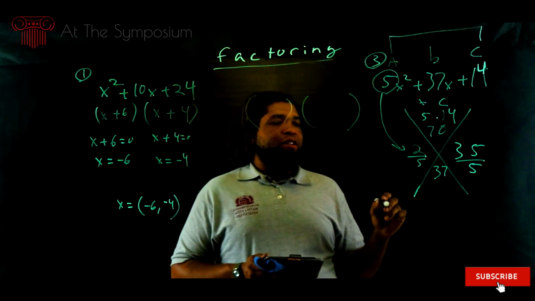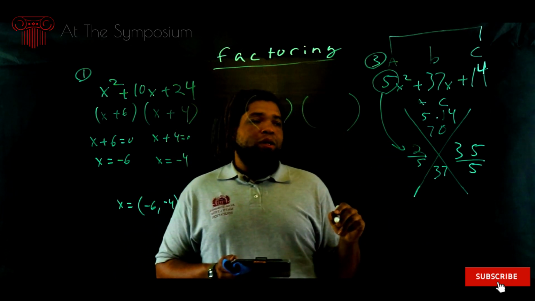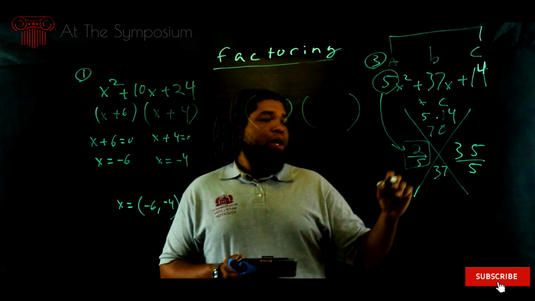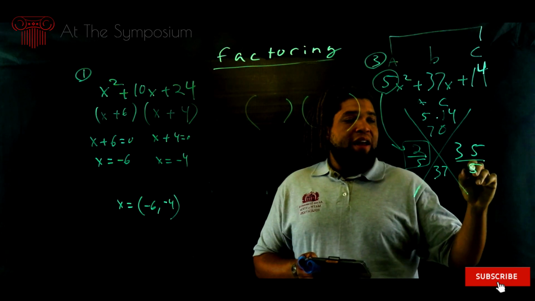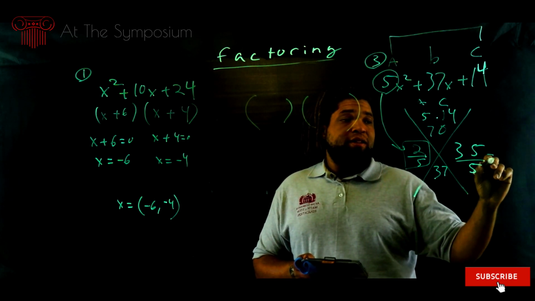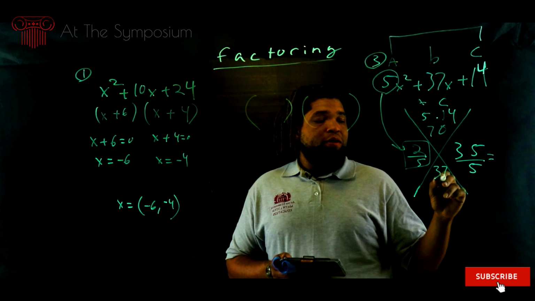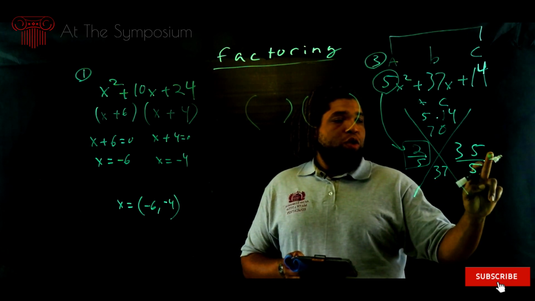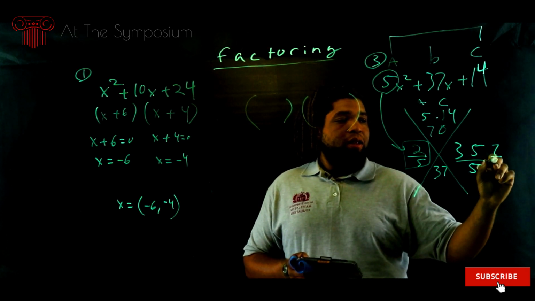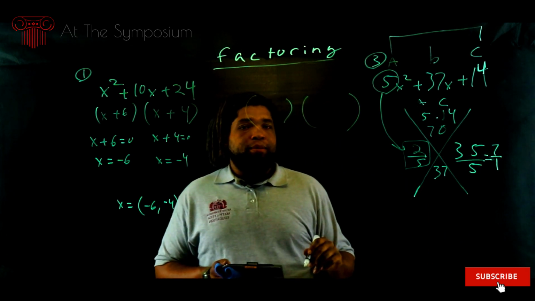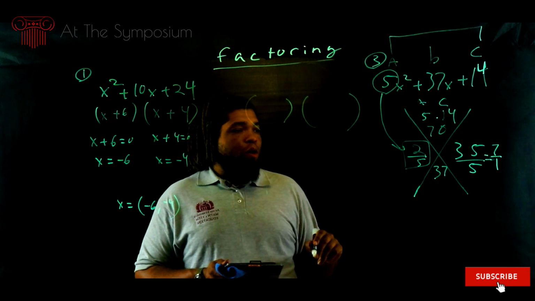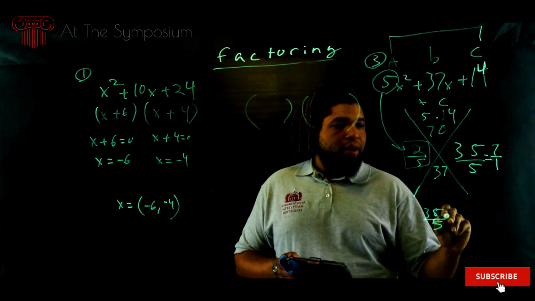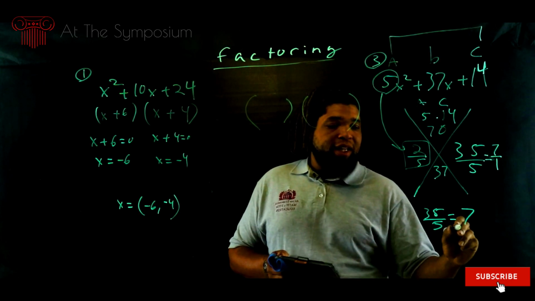But now you have to reduce our fractions. Does 2 go into 5? 2 doesn't go into 5, so we're going to leave that there. Here we have 35 and 5. Does 5 go into 35? It does. 5 will go into 35 7 times. So we're going to have 7 over 1. So 35 over 5 really equals 7. We're going to leave it over 1.